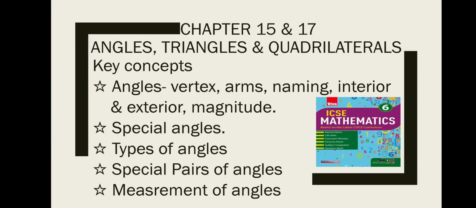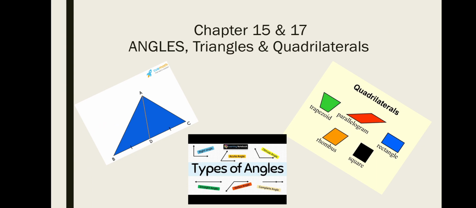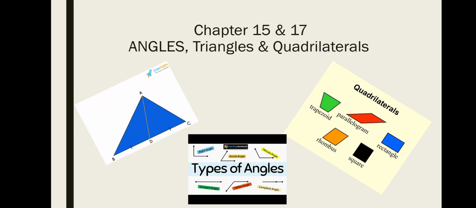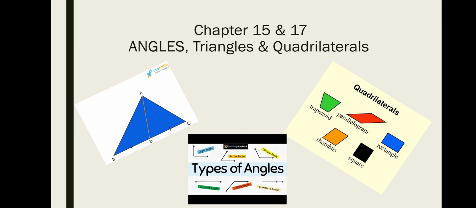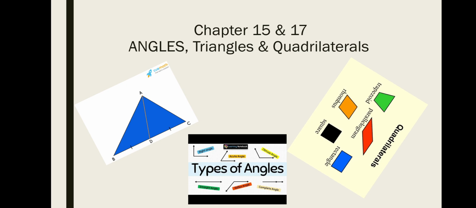Now this is the mathematics book of ICSE for Standard 6, Viva Education. Chapter 15 and 17, angles, triangles and quadrilaterals. Please view these pictures. This is a triangle. These are the types of angles, and these are the quadrilaterals.